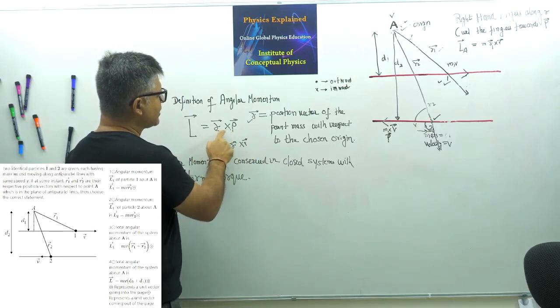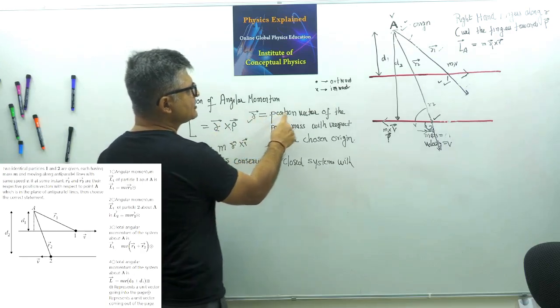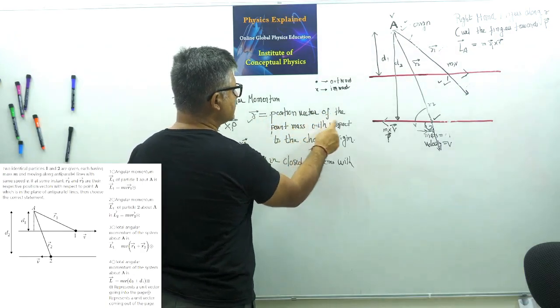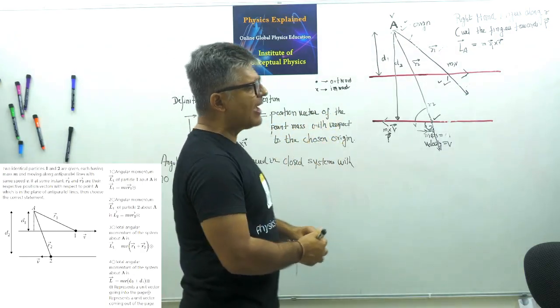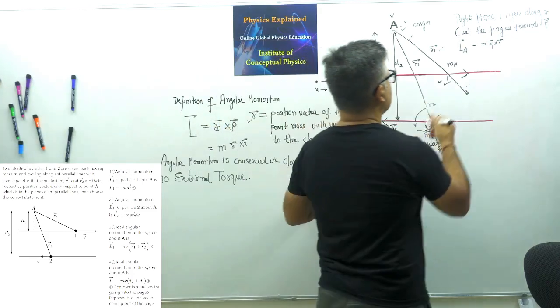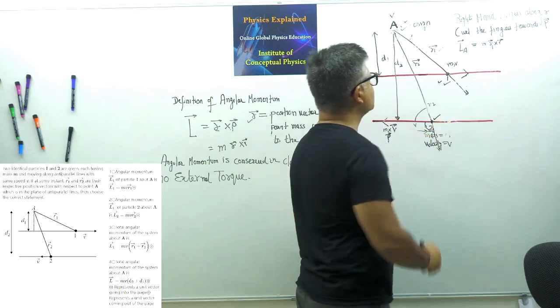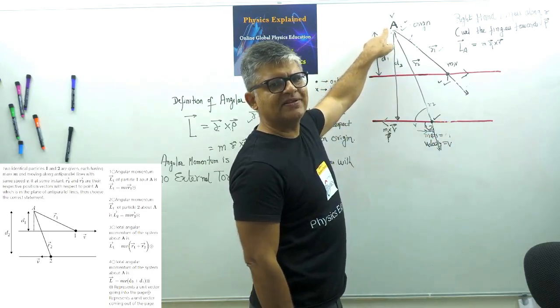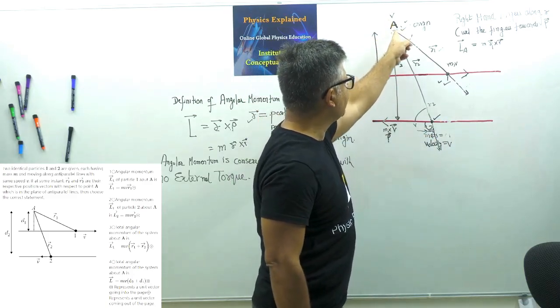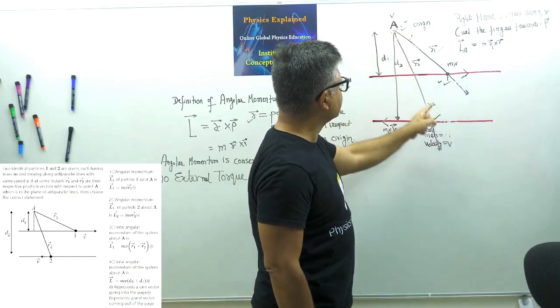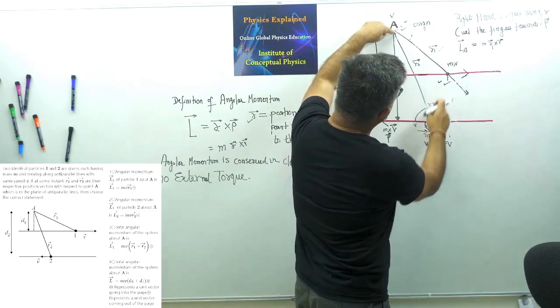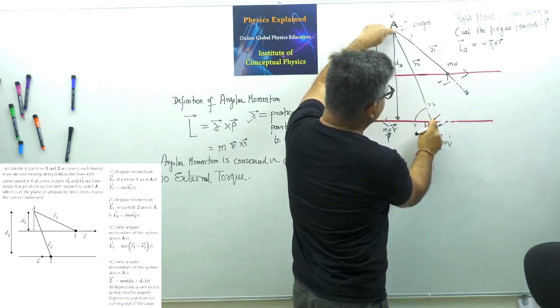So we should know r is a position vector in this expression of r cross p. What is r? R is the position vector of the point mass with respect to the chosen origin. My point mass is here. One mass is located here, the second mass is located here, and this is my chosen origin. So when I draw a line from here, this is my vector R. This is my vector R1. This is my vector R2.